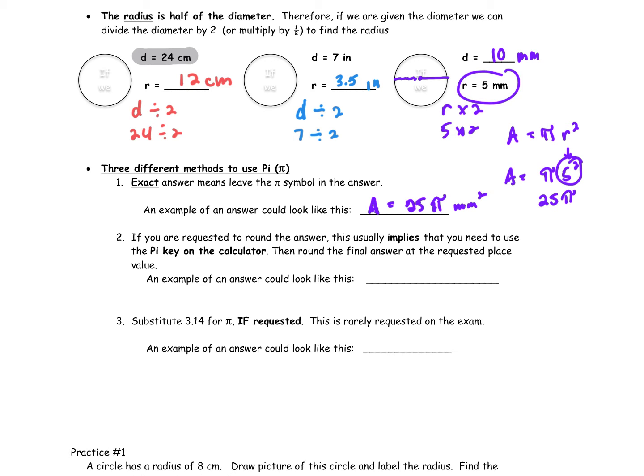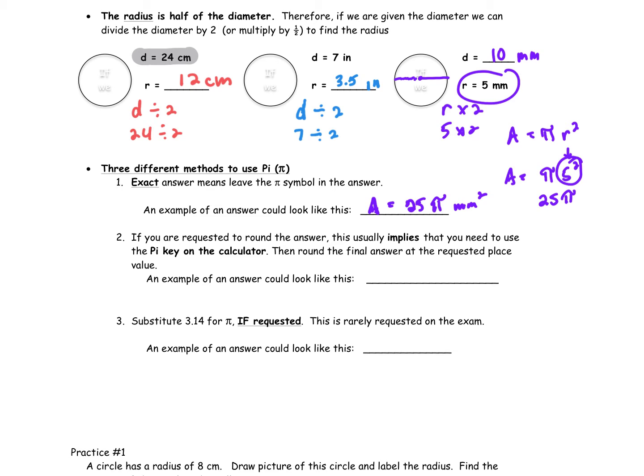The second way we might be requested to use pi, a different form of pi, is if you're requested to round the answer. If they say round the answer, this usually implies that you need to use the pi key on the calculator. And the pi key uses as many digits of pi as it can. However, that answer is a very long number. We'll call it a long number. So we usually then are asked to round it, and we round the final answer at the requested place value.